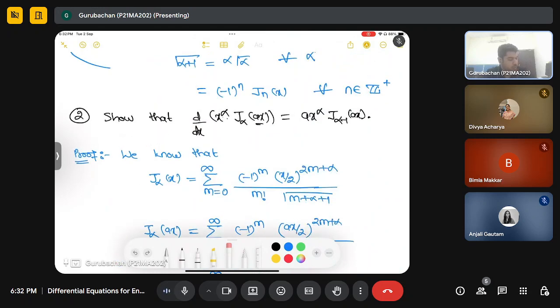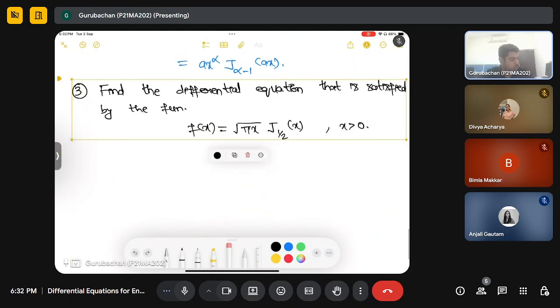So let us focus on the third question. You may try with the chain rule. So here we want the differential equation to which this function will satisfy. Try this one.